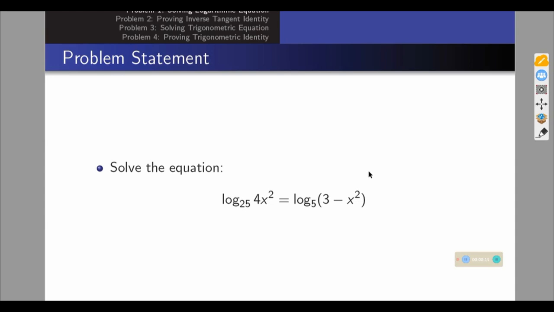Today we want to look at some pure mathematics revision questions and answers, and we shall begin with question number 1. Question number 1 says, solve the equation log base 25 of 4x squared equals log base 5 of 3 minus x squared.